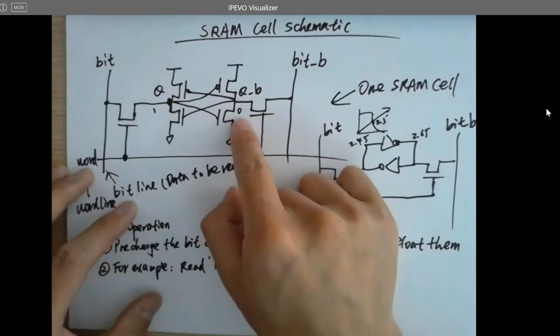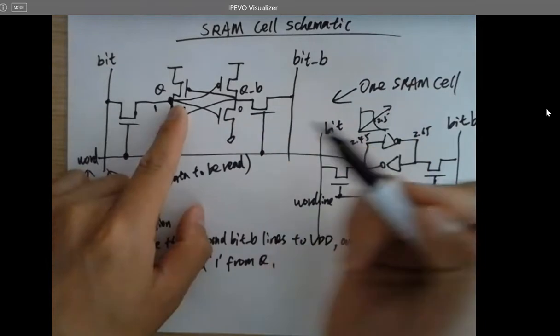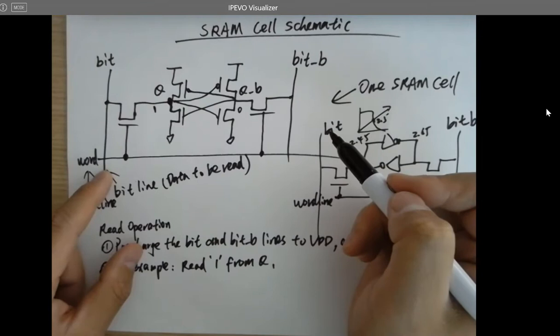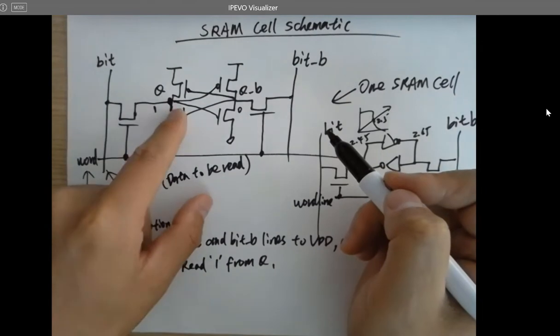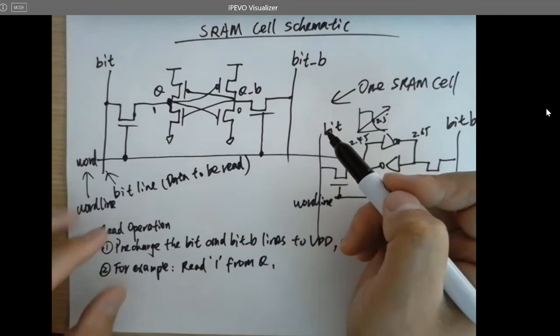So this is 1, this must be 0. And now I'm trying to read that data in the memory and read it to the bit line. So this will be connected to something else, for example. So I'm just trying to read that 1 previously stored in here.